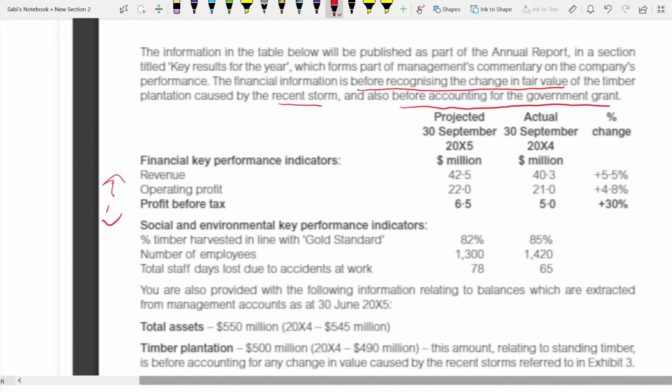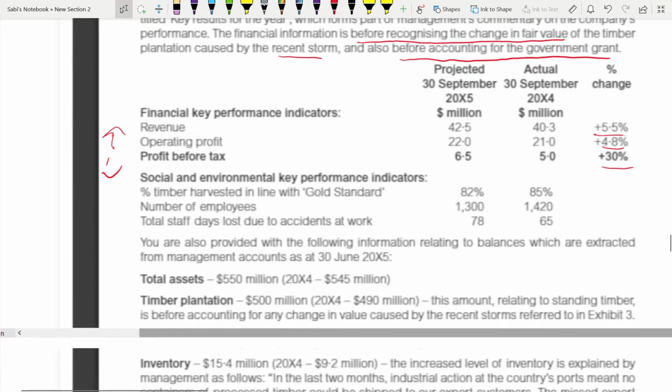Okay. So let us start with the revenue. Revenue, if you see, is a 5.5% increase, which is good. Operating profit is also good, even though the increase is less than the revenue. Profit before tax has increased by 30%, which is again a good thing. Coming to the social and environmental key performance indicator, it was 85, now it is 82. Which is not so good. The number of employees also reduced. Total staff days lost due to accidents is greater now.